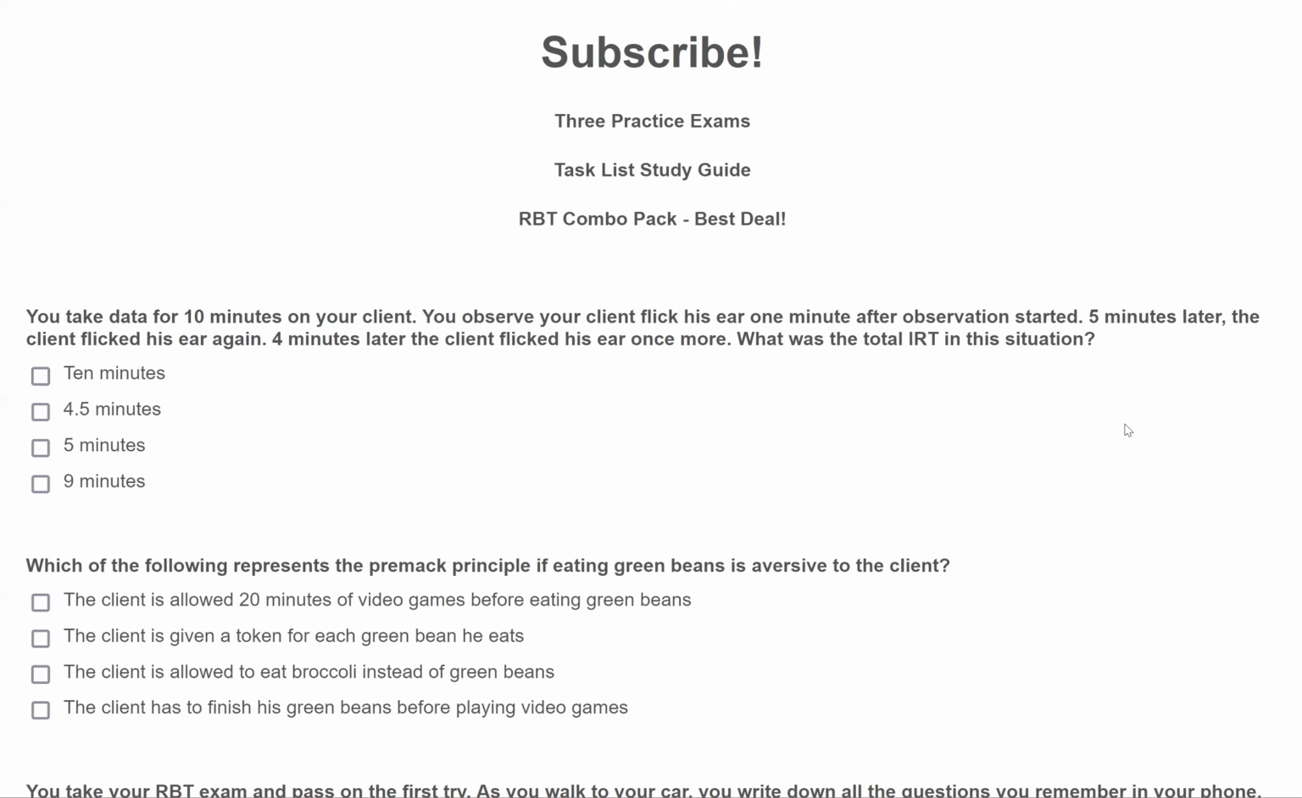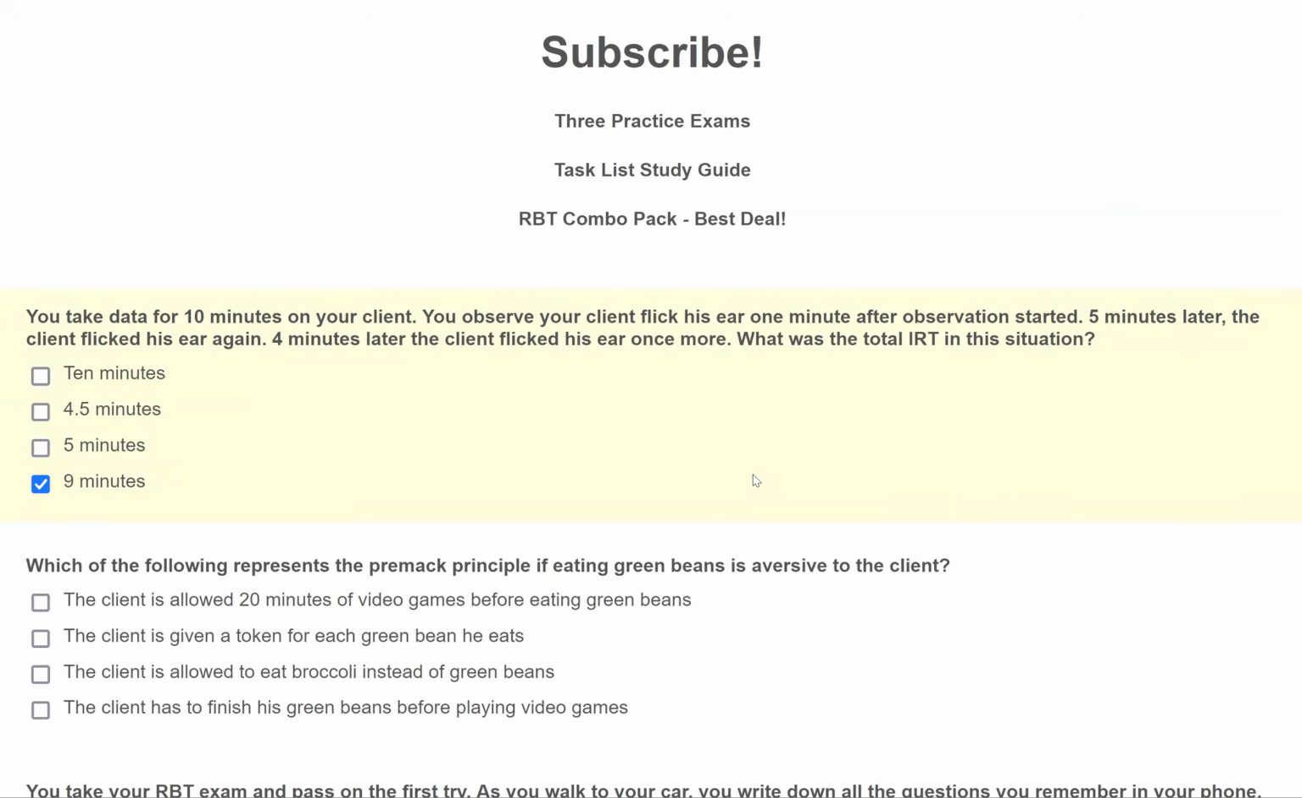So now we've got our second response. Let's look at the time in between the second response and the next response. Well, if you keep reading, 4 minutes later, the client flicked his ear once more. So between response 2 and 3 was 4 minutes. So response 1 to response 2 was 5 minutes. Response 2 to response 3 was 4 minutes. We add those up. What's our total? Our total is 9 minutes. If we were finding an average, our answer would have been 4.5 minutes, 9 divided by 2, but we weren't. We were finding total inter-response time.